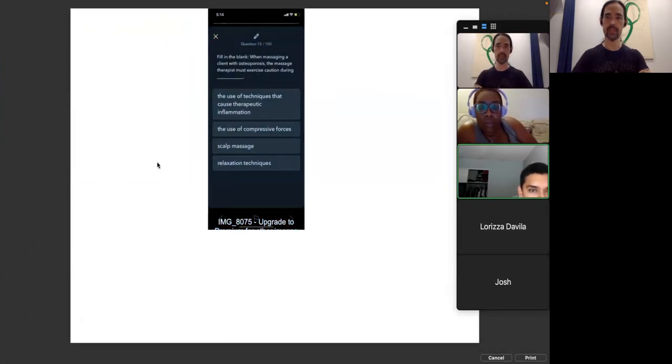This is from the AMTA app. I just went through this section, which is contraindications. Let me get you the exact title of the section. If you want to drill this on your own, it's under build your own quiz. The section that I used was pathology, contraindications, areas of caution, and special populations.